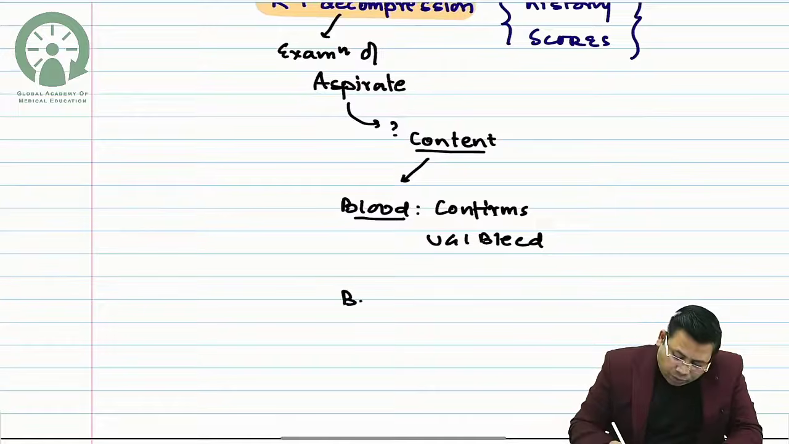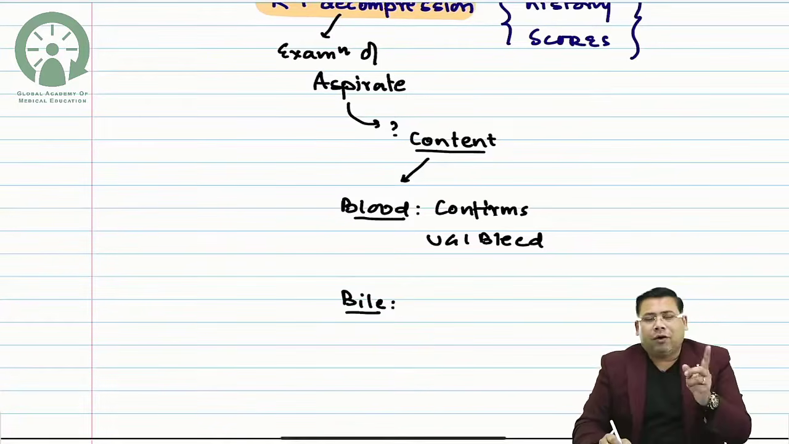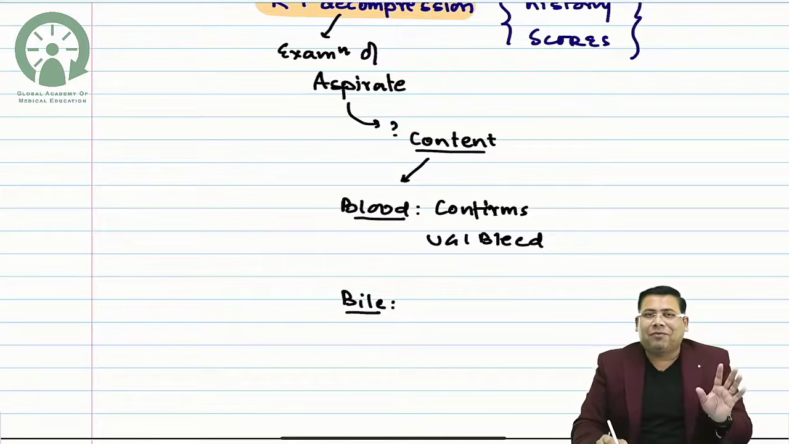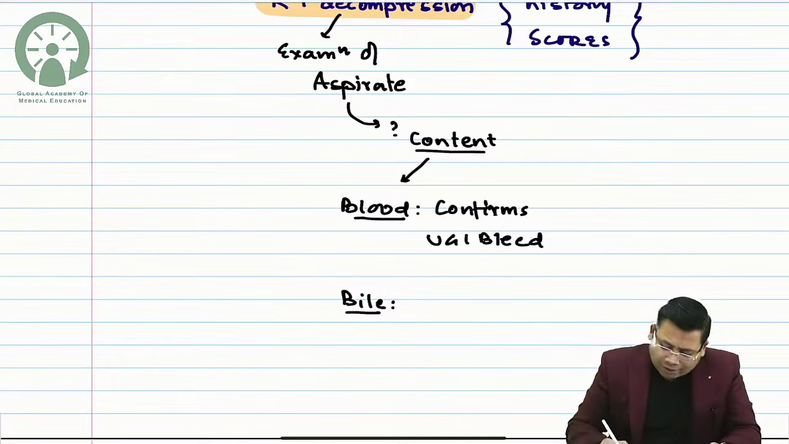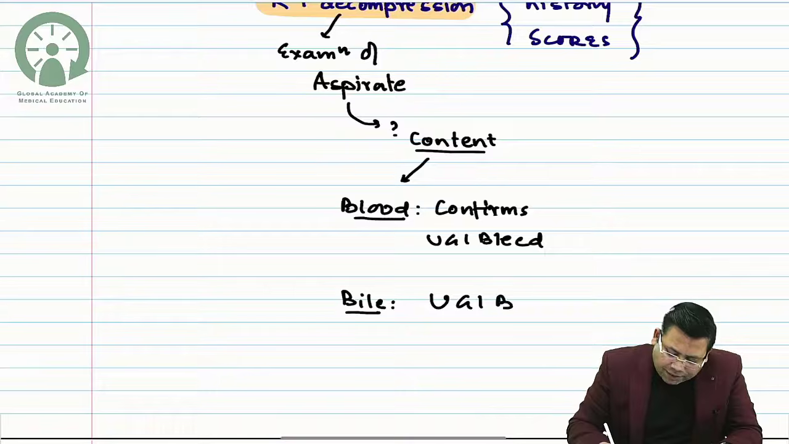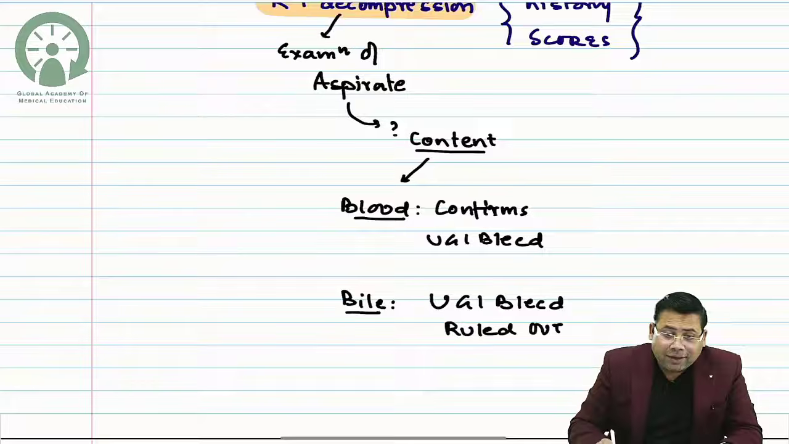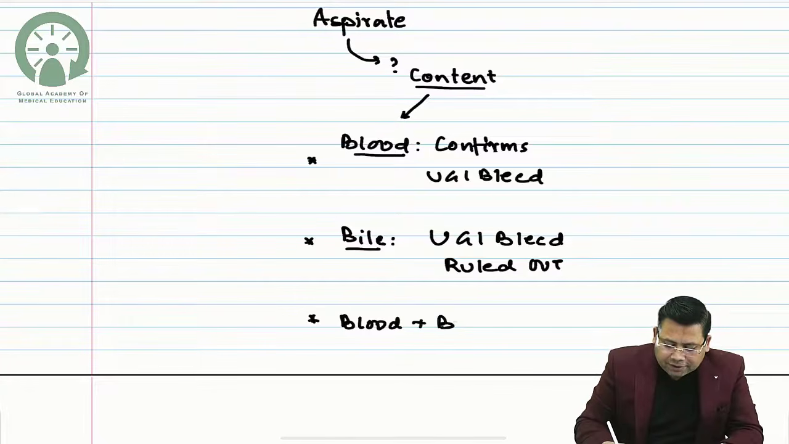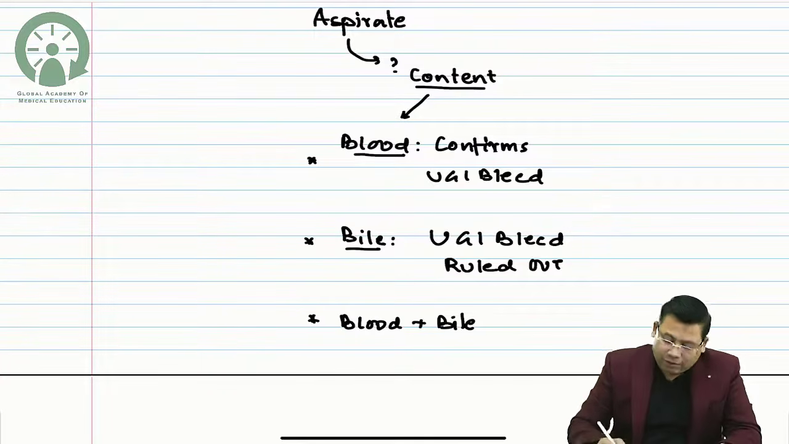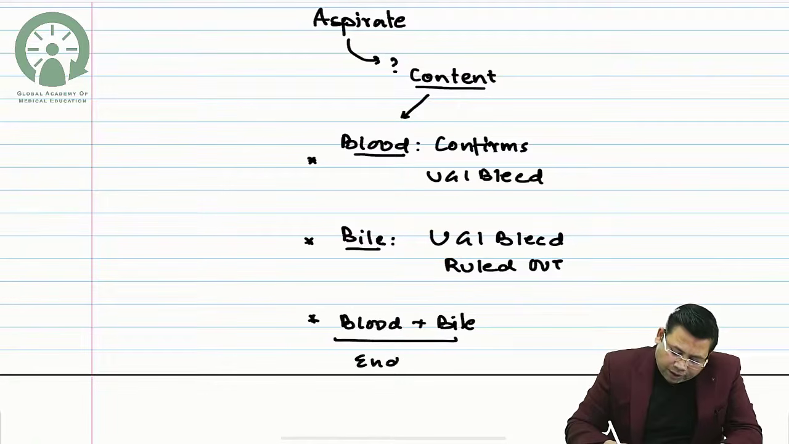If it is bile, you know bile is secreted into the duodenum. At the second part of duodenum you have the ampulla. So if it is bile, that means up to the second part of duodenum everything is clear. So try to understand, upper GI bleed is actually what, students? Ruled out. And if the content is blood plus bile, then this is an equivocal scenario, and you need endoscopic confirmation. So this is how you do a bedside assessment.